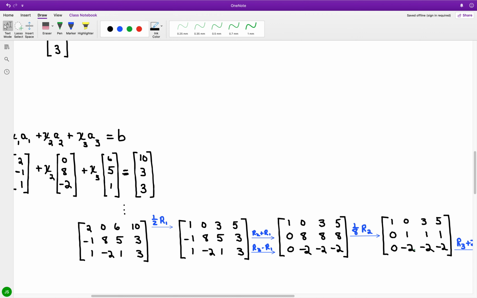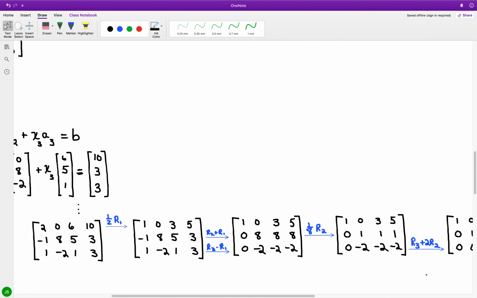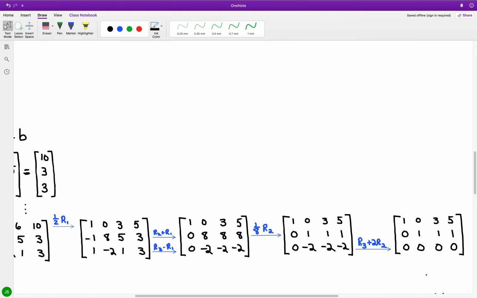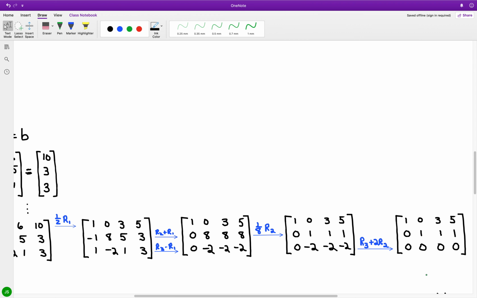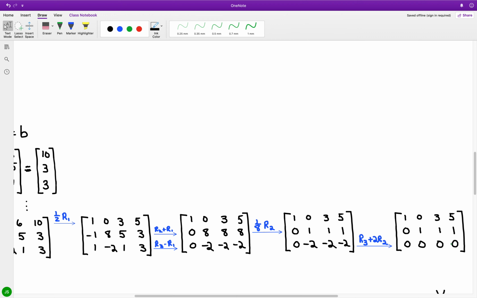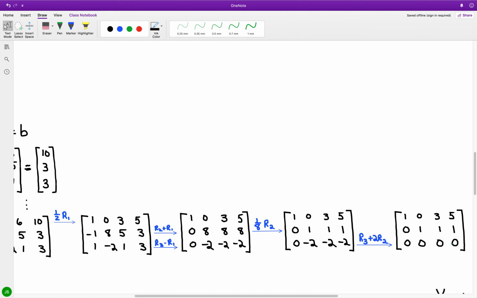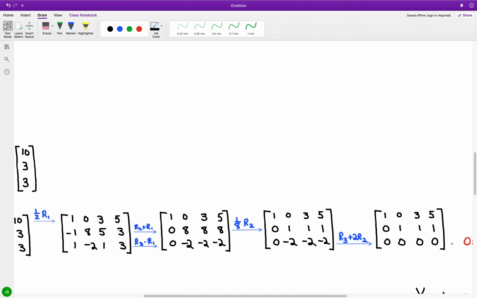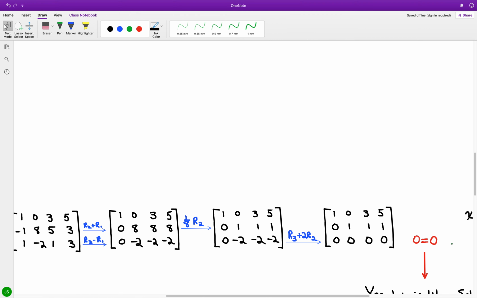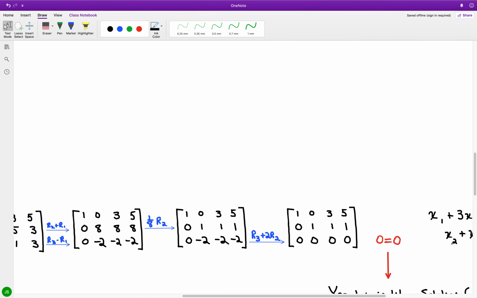So this negative 2 has to be made into a 0. I can take what I have in the last row and add twice what we have in the second row. So if I follow through with R of 3 plus 2 times R of 2, I'm going to come out with this particular 3 by 4 matrix. So we have 1, 0, 3, 5, 0, 1, 1, 1. And again, we have zeros throughout, and we have that 0 is equal to 0.